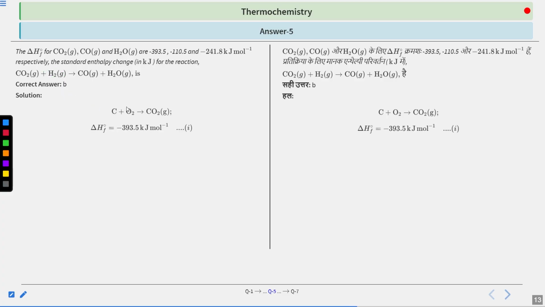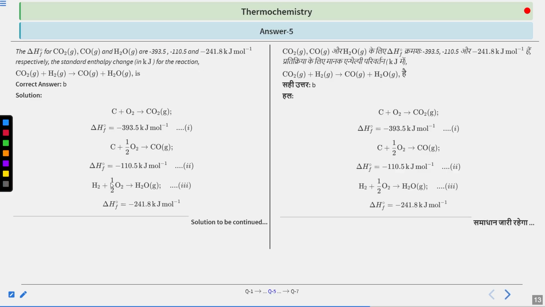How will we write it? So this is the equation. So C plus O2 is giving us CO2. This thing is given. C plus half O2 giving CO is also given. H2 plus half O2 is giving us H2O. This thing is also given. Okay, these three equations are given. And since it's the standard enthalpy of formation, we are keeping each of the reactants in their standard state. And then the value is coming out to be the given one.